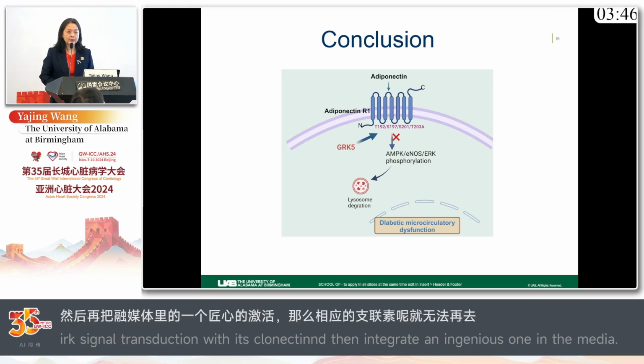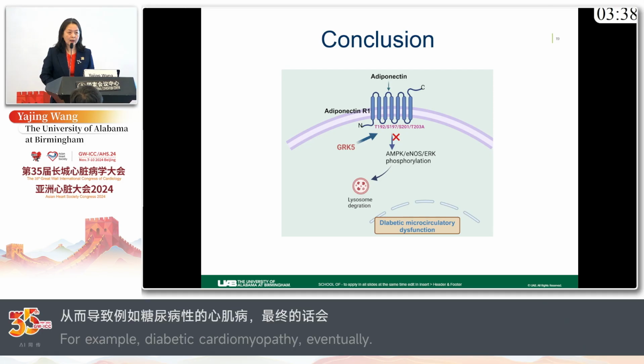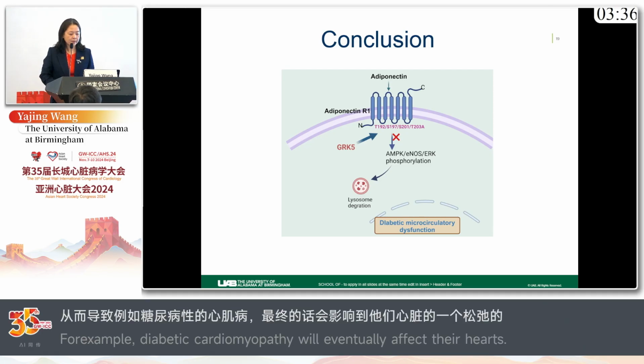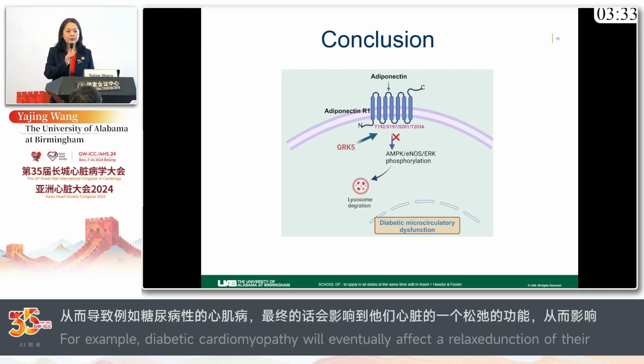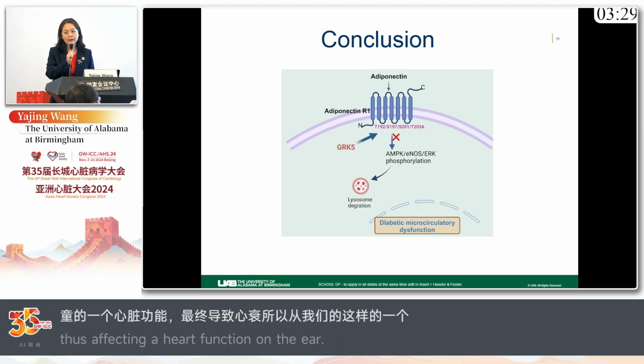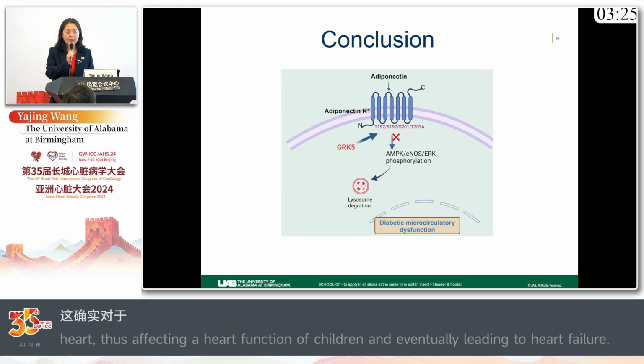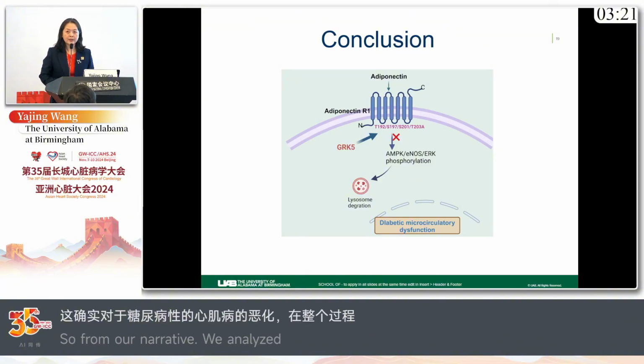This leads to diabetic cardiomyopathy and eventually affects the relaxation function in the heart and leads to heart failure at the end. So our story is also to show that GRK5 is a key player in worsening diabetic cardiomyopathy during this process. Apparently its major function is to influence the relaxation function.